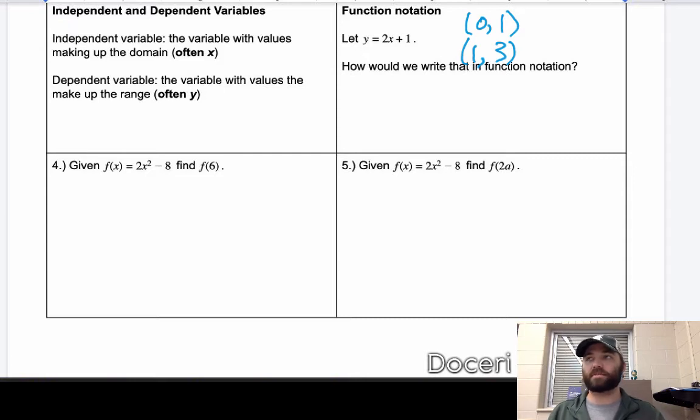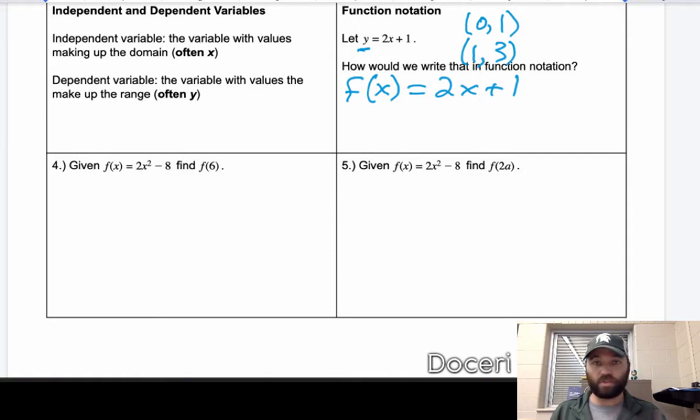As I'm saying this, I'm setting the stage for function notation. I'm saying if we put in 0, out will come 1. If I put in 1, out will come 3. So I can write this equation in function notation like this. I would write f of x is equal to 2x plus 1. I'm just exchanging the y for f of x. Watch why this is useful.